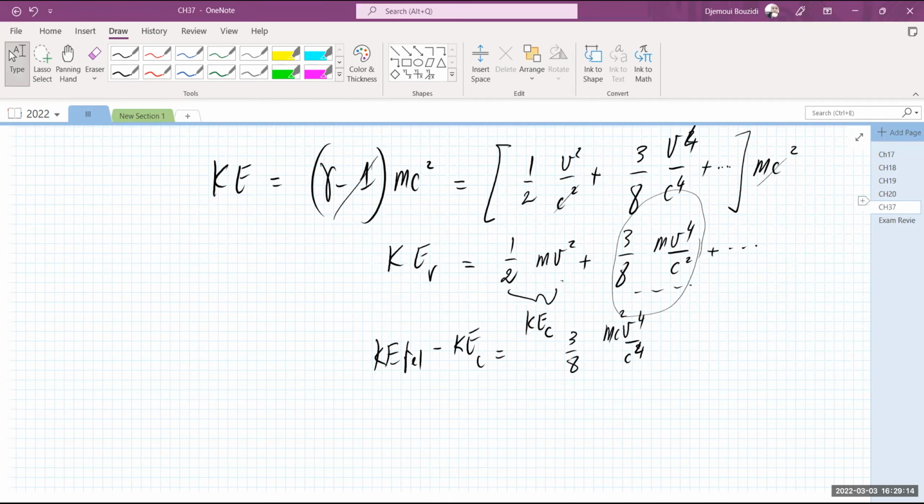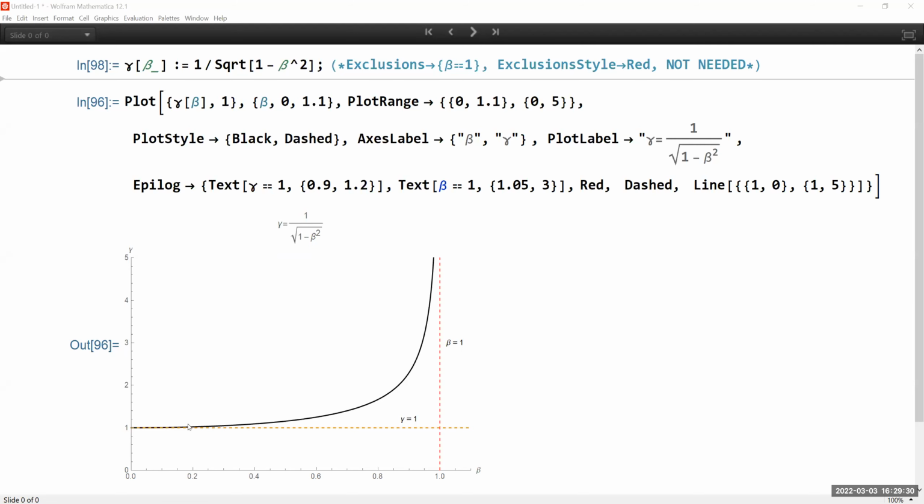Remember how gamma really behaves. Let me share the screen with you. This is how gamma is. For the most part, it's very close to 1. This is the function gamma, which is 1 over the square root of 1 minus beta squared. I'm using beta again because then I can graph it against the velocity itself, not velocity squared. The reason I used v earlier was just for the Taylor expansion, but now I have to draw it with the function beta.